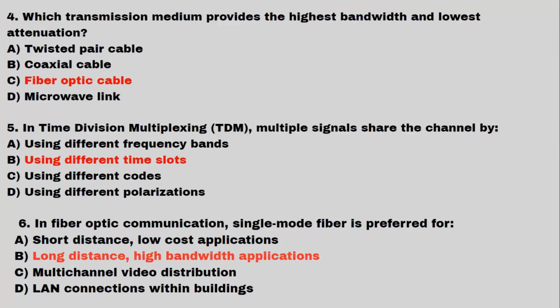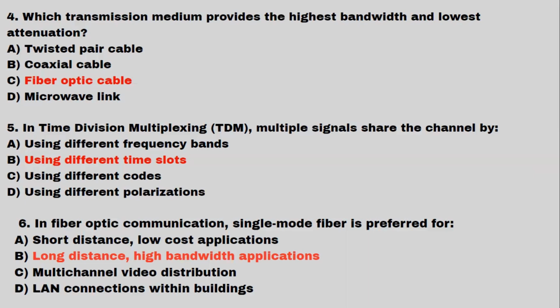Now we'll go to question number 4: which transmission medium provides the highest bandwidth and lowest attenuation? Fiber optics is the best. Fiber optics has high bandwidth, as we just discussed, and the attenuation is the lowest. Question number 5: in a time division multiple access system, TDMA, multiple signals share the channel by using different frequency bands, different time slots, different codes, or different polarization. The correct answer is different time slots. You can send multiple signals on different channels in a single cable.